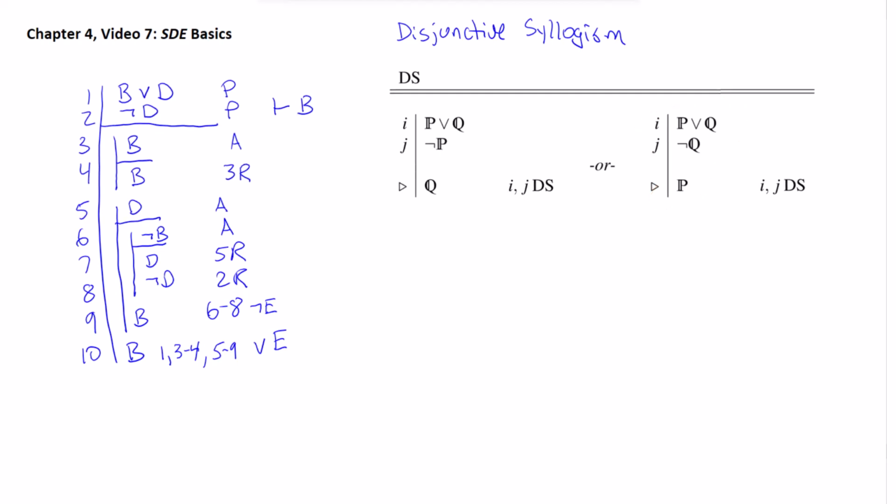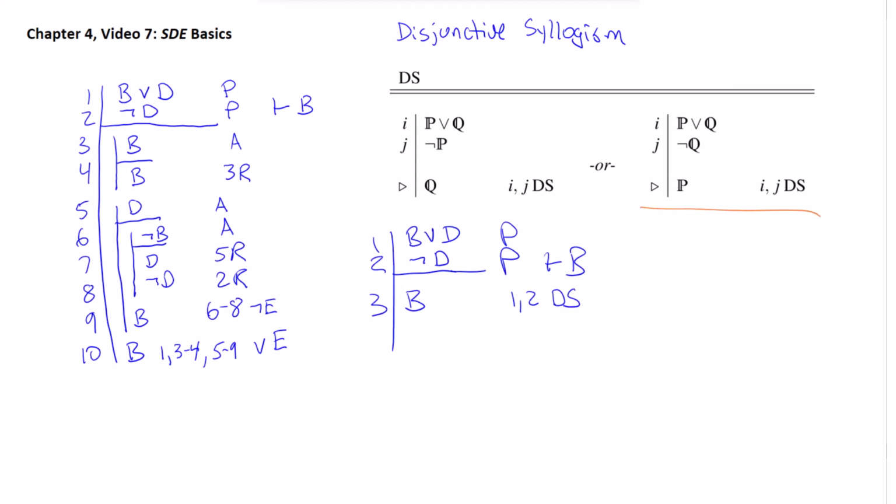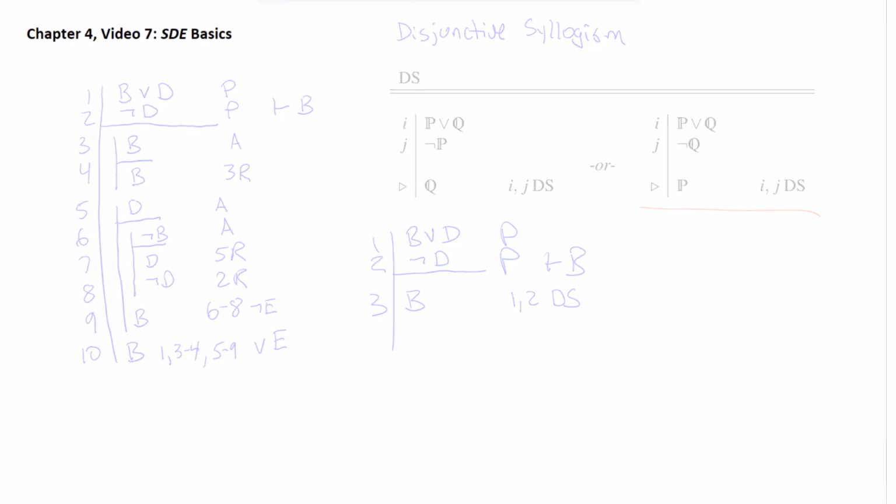So that 10-line derivation that we just did becomes this. We get it done in a single step. 1, 2, disjunctive syllogism. And you'll note that we're using the right-hand side version of the rule. Nice and simple. Now, the 3 new inference rules that we've introduced really do help make things simpler and more efficient. But the real power of SDE comes in with the replacement rules.